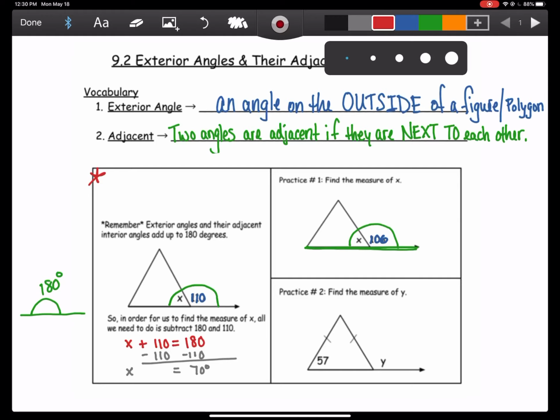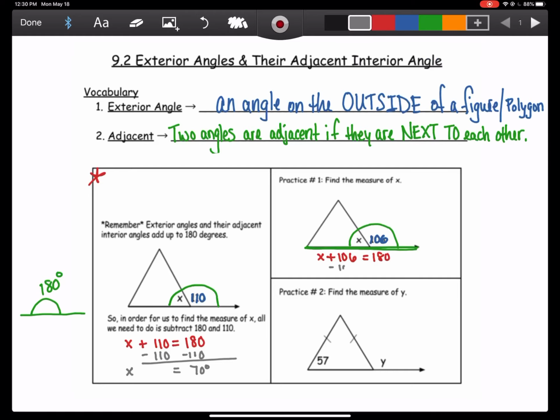So again, I'm going to write my work. X plus 106 equals 180. And I go ahead and I subtract 106 from both sides. Take your time. So 180 minus 106 is going to give me 74 degrees. So I'm going to write that over here. So X equals 74 degrees.